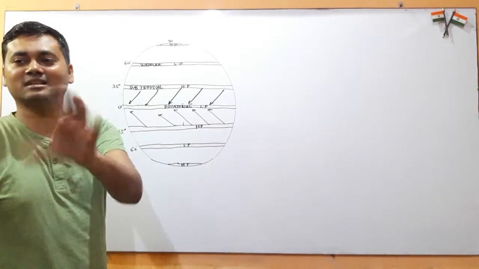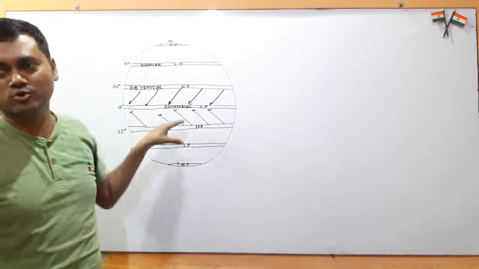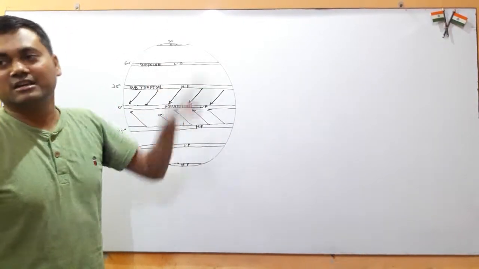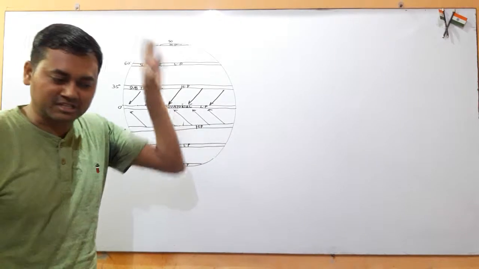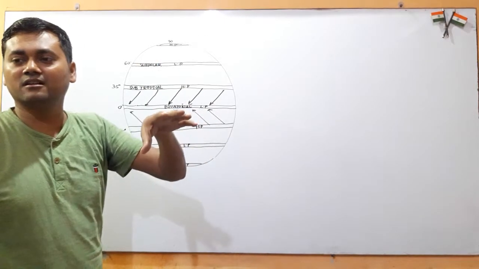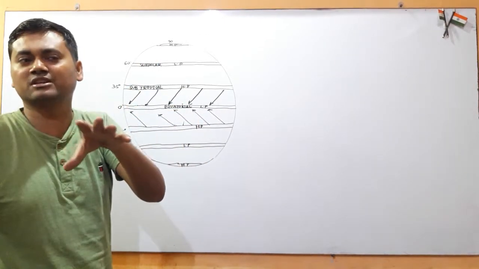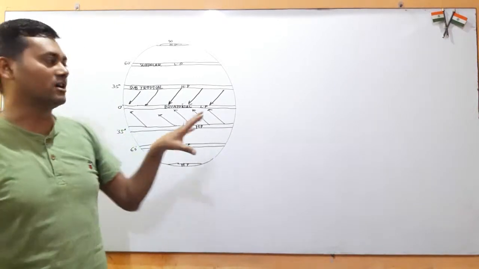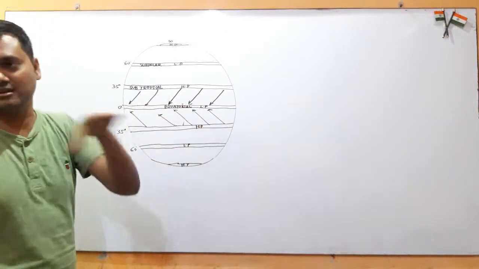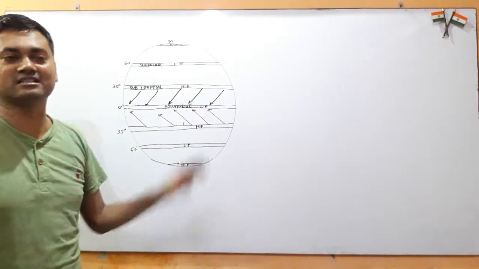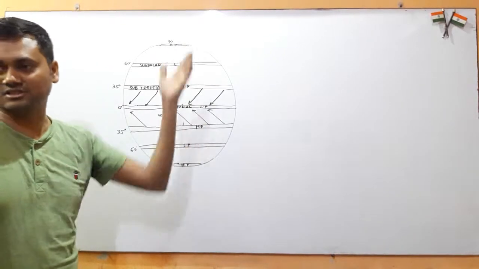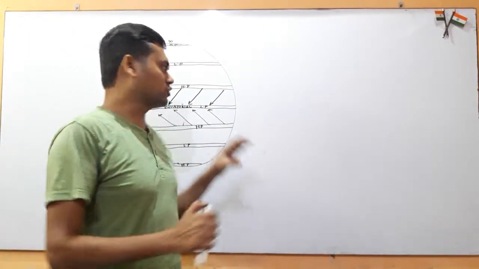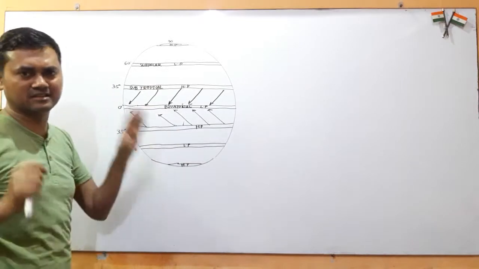Okay, so doldrum means that the vertical movement of the air happens, not the horizontal. Horizontal movement of the air is quite devastating in nature. However, this vertical movement is not as dangerous as this parallel. So the doldrums are present here.